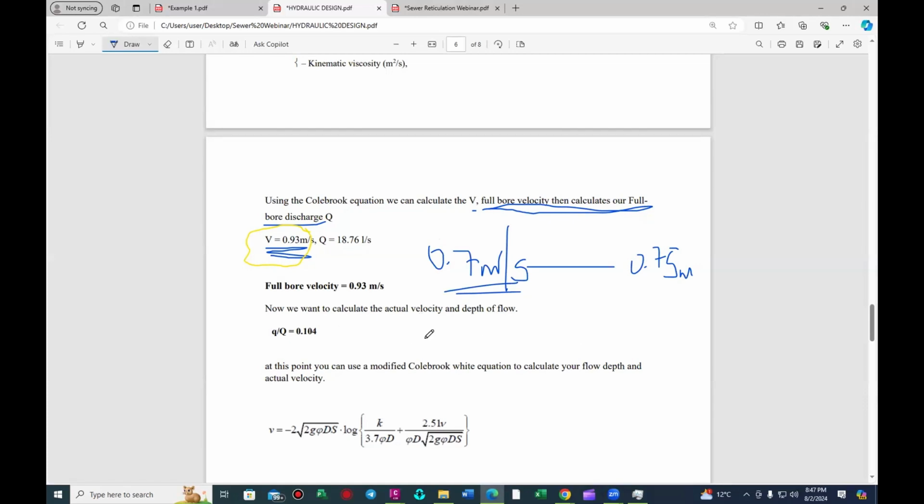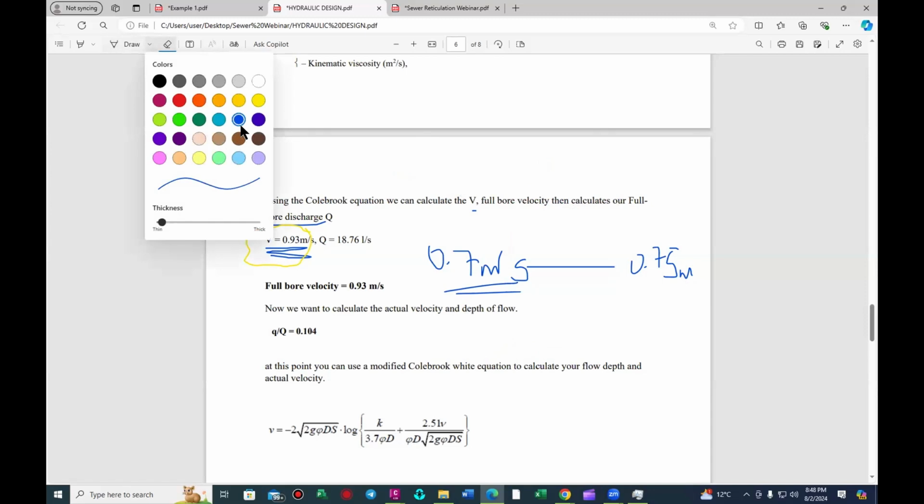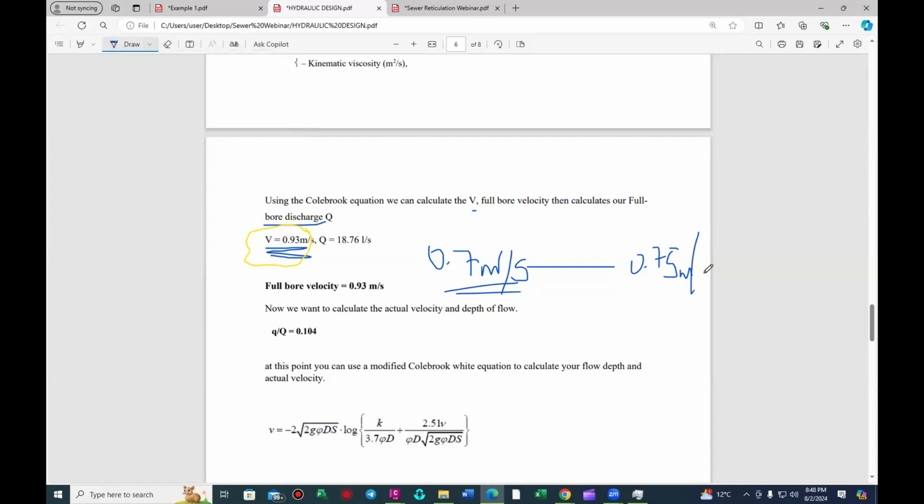In this manual, the Sala manual, they've got a minimum velocity of 0.75 meters per second. In our sanitary sewer design planning, they've got a minimum velocity of 0.7. Some have got a minimum velocity of 0.6. So we're just going to work from 0.7 to 0.75. We need to calculate our full bore velocity such that it falls within the range of 0.7 to 0.75 meters per second. So this is the recommended minimum cleansing velocity that we are calculating.